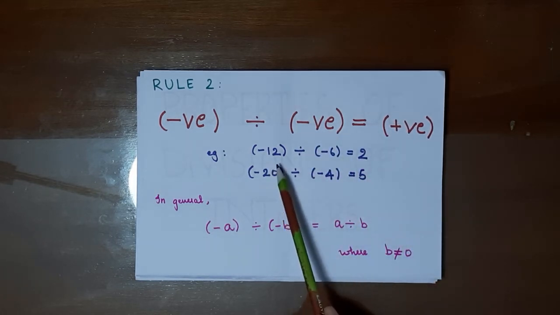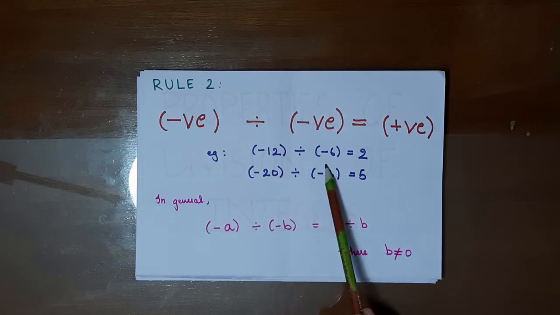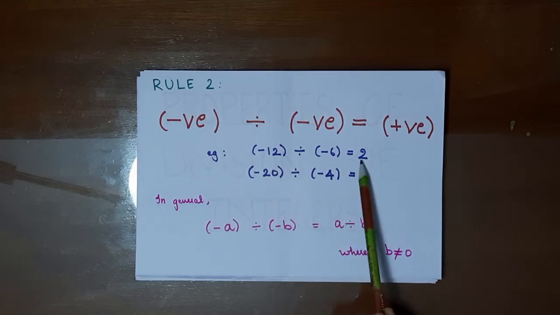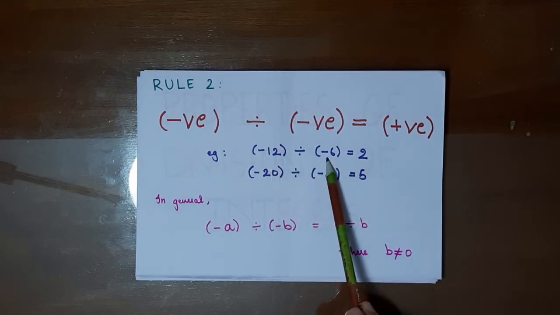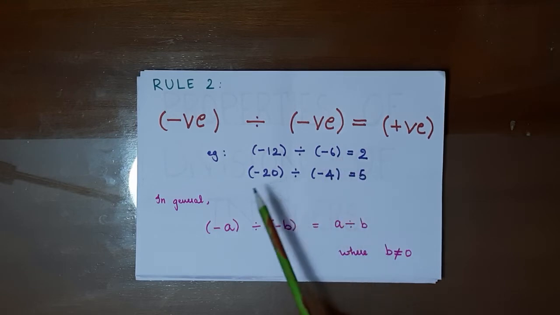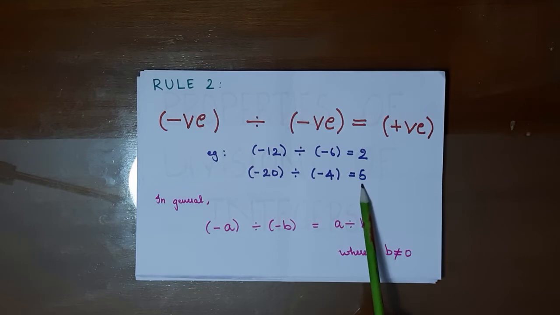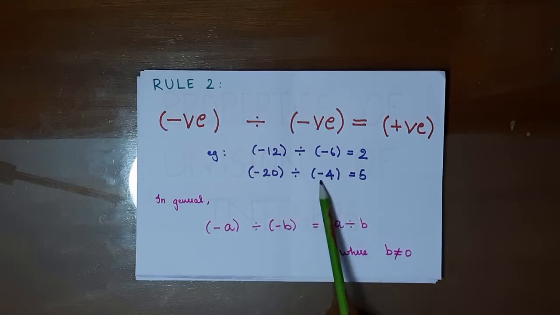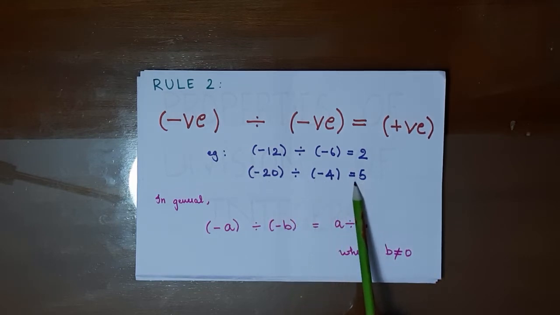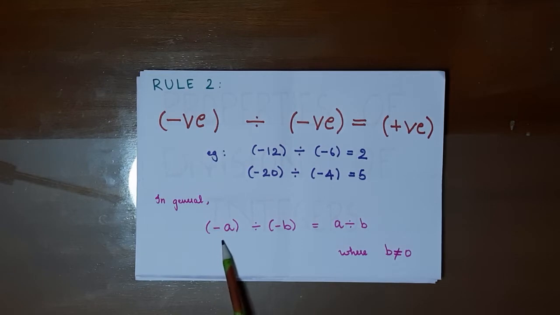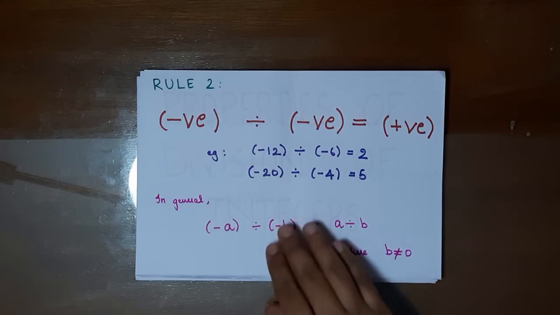For example, minus 12 divided by minus 6. 12 divided by 6 is 2, negative divided by negative is positive. Minus 20 divided by minus 4. 20 divided by 4 equals 5. Minus divided by minus equals plus. In general, minus a divided by minus b is equal to a divided by b, where b is not equal to 0.